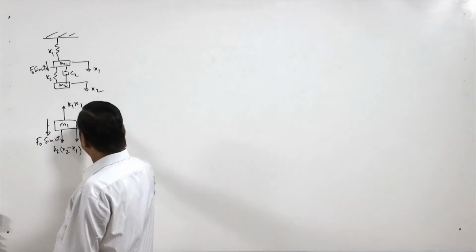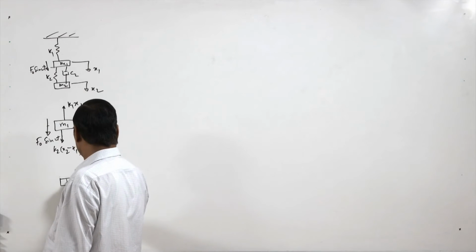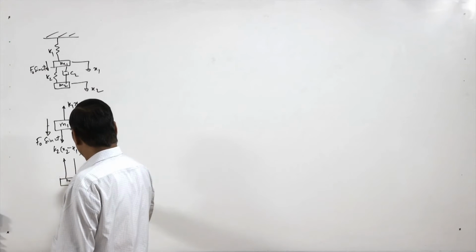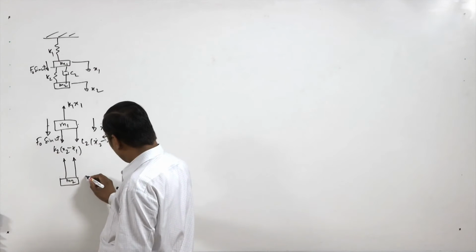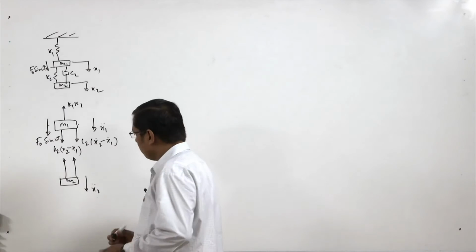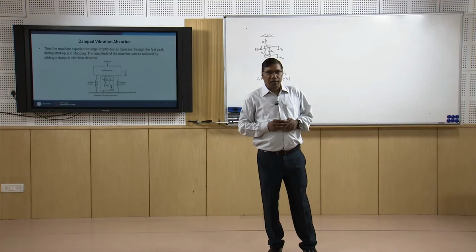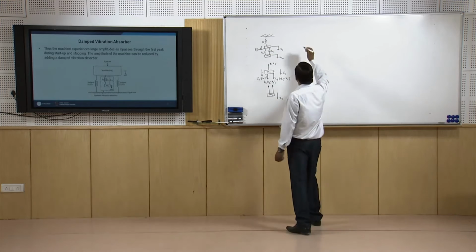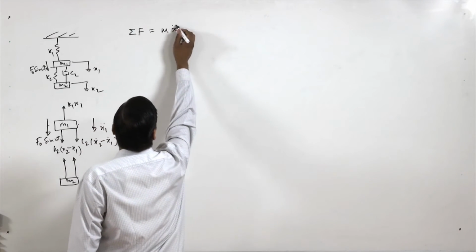Now for M2 we have the same forces but in the opposite direction, due to the spring K2 and damper C2, and this is the direction of x2 double dot. So we have made the free body diagram. Now we can write the equation of motion. So we have sigma F equal to m x double dot.